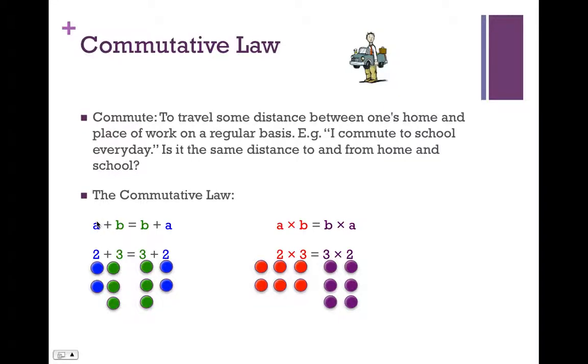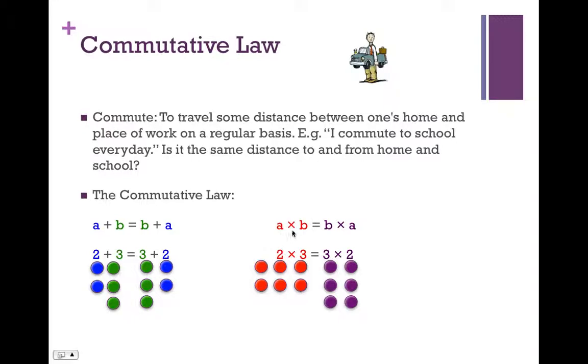If we start with the value a and we add b to it, the commutative law states that you will get exactly the same result if you started with b and added a to it. So in the example we have 2 plus 3 is 5, which is exactly the same as starting with 3 and adding 2, which also equals 5.